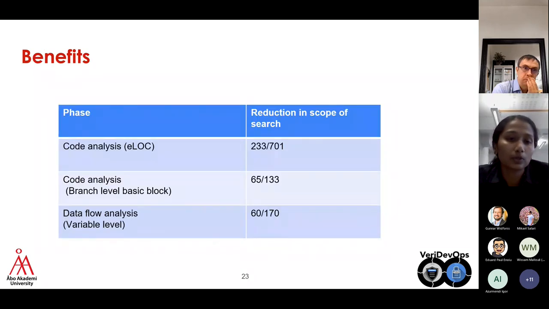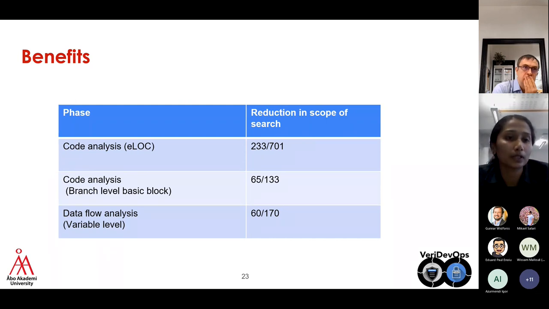And the benefit of the approach is that for this particular use case, we have 701 executable lines of code, and when we extract the metamorphic slice of suspicious blocks, it reduces to 233 lines of code to analyze. And the same at basic block level, which is extracted using the branch count spectra. So the scope reduces to 65 basic blocks, and at the variable level, we have 170 plus variables in the program organization unit, and we end up with 60 variables to analyze to localize the fault.